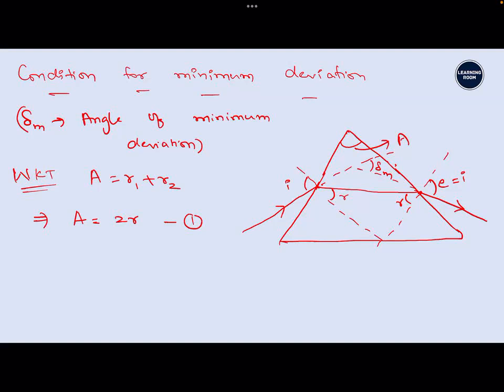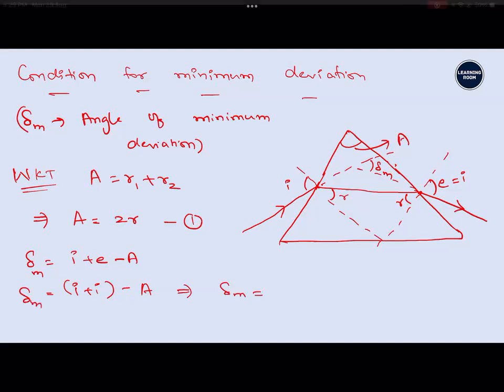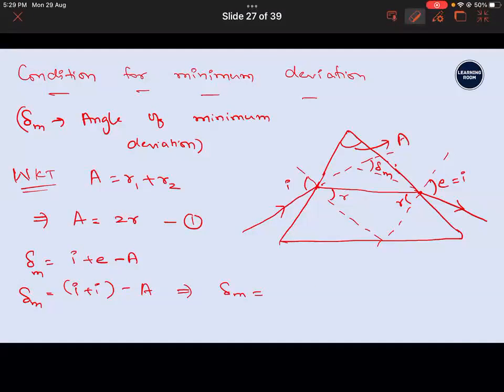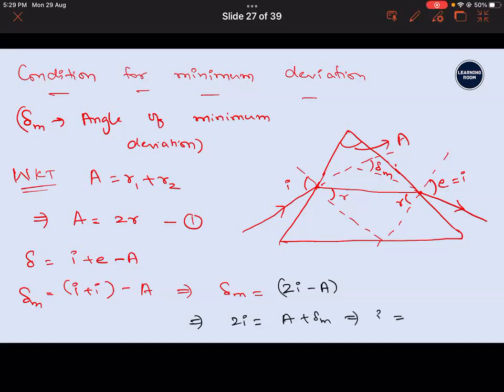Similarly, what is the relation between delta, I, E and A? Delta will be equal to I plus E minus A. I is I only. What is E? That is also I. So delta is I plus E minus A, but delta M is I plus, in the place of E, I'm substituting I, minus A. So delta M will be equal to 2I minus A, which implies 2I is equal to A plus delta M, or I is equal to (A plus delta M) divided by 2. Let me call this equation number 2.